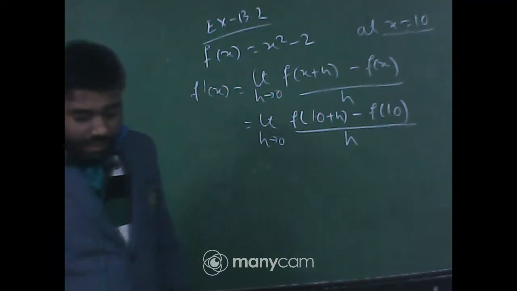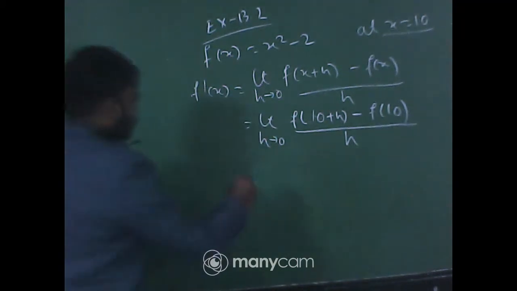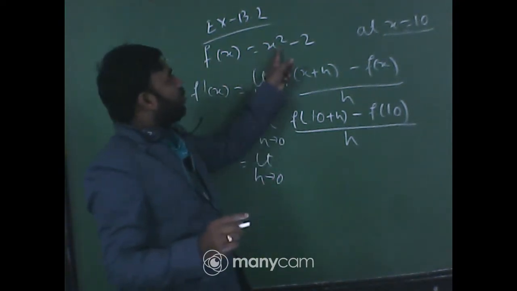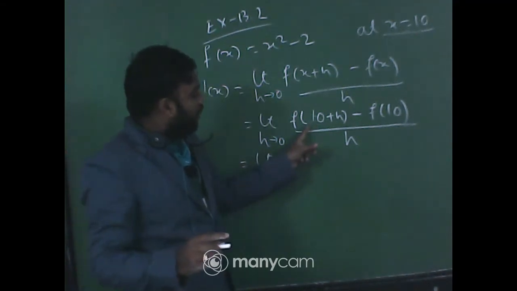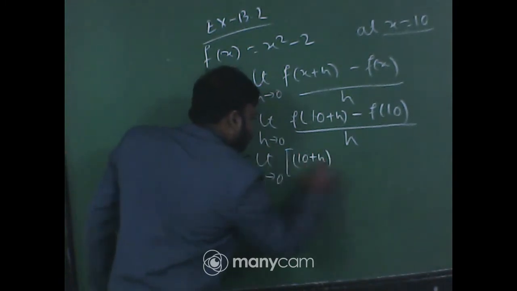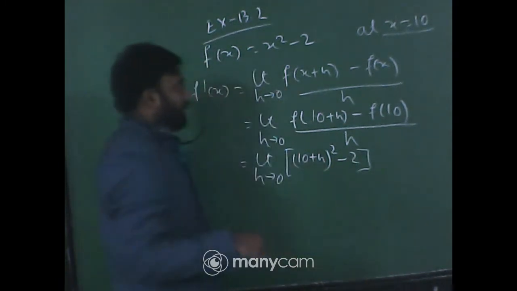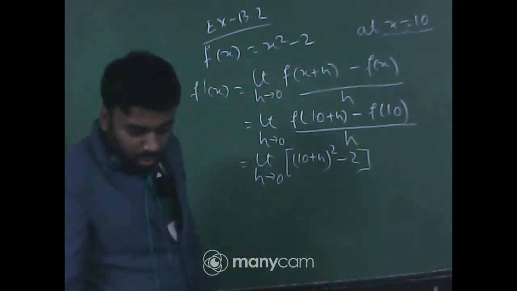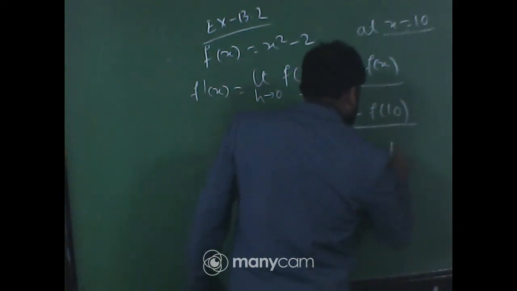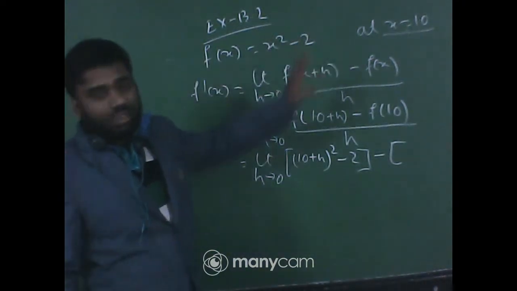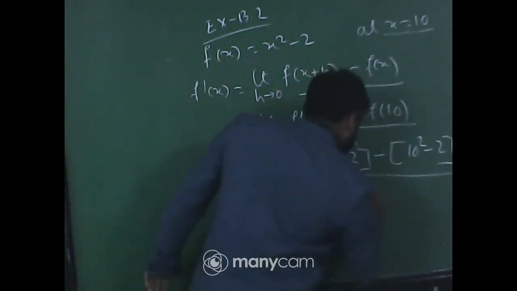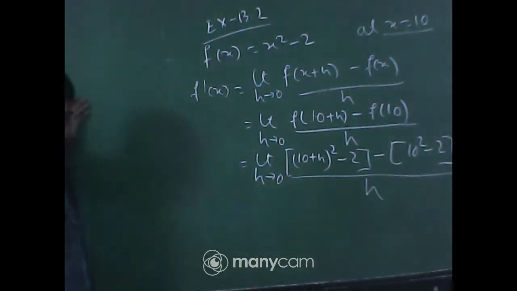Now students, limit h tends to 0, f(x) equal to x square minus 2. Then what will be the value of f of 10 plus h? It will be 10 plus h whole square minus 2. And what will be the value of f(10)? That is 10 square minus 2, by h.